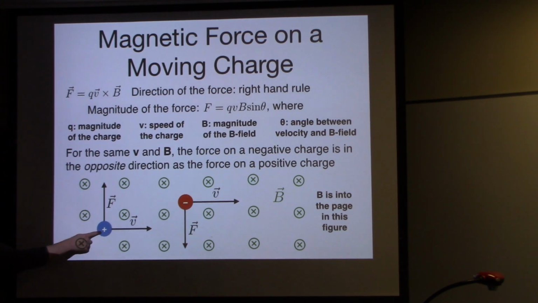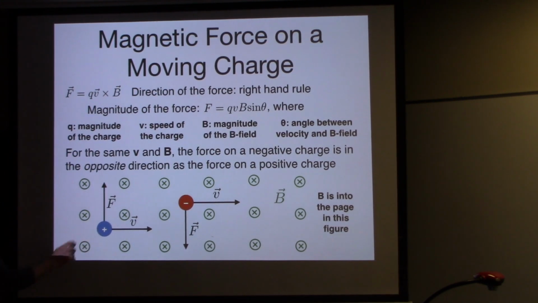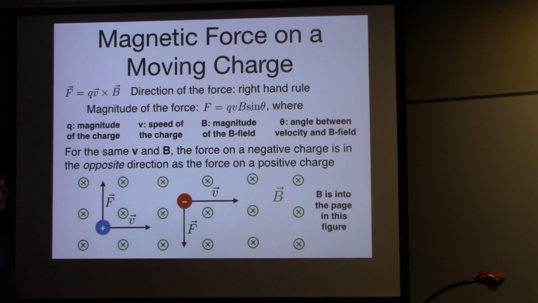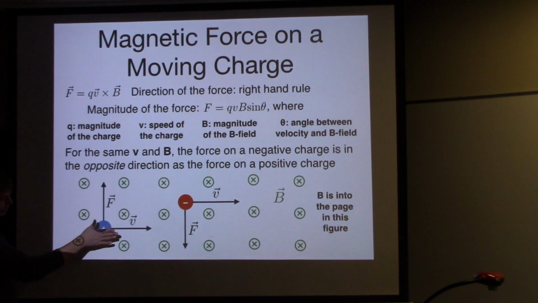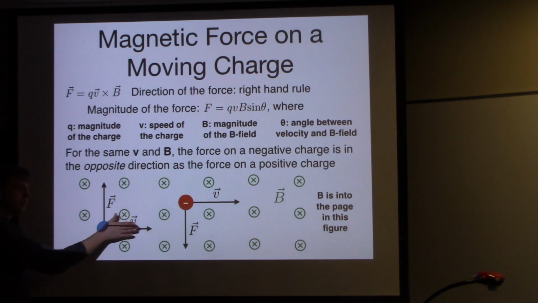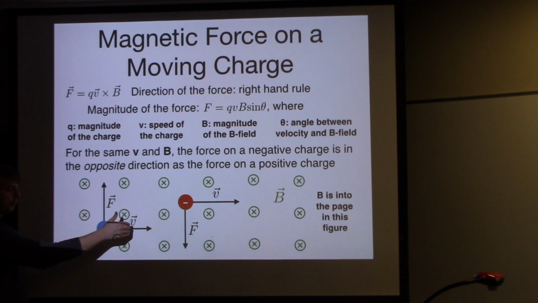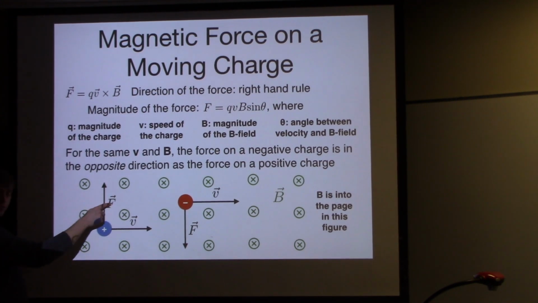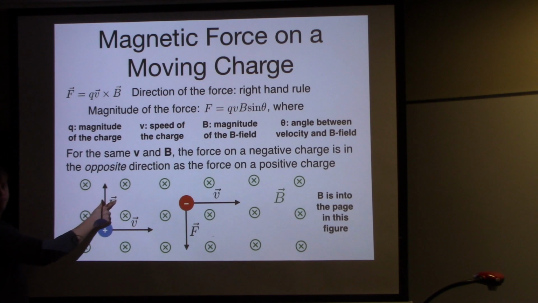So let's take this one, the positive charge, to start. If I want to know what the direction of the force is, well, I'm going to take my right hand, and I'm going to take my fingers and point them in the direction of V. Then I'm going to curl those fingers in the direction of the B field, which is into the page. And now look what's happening. My thumb is pointing up. So the force on this positive charge is going to be up.